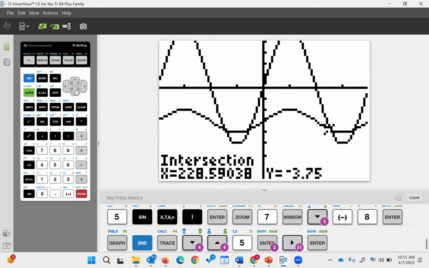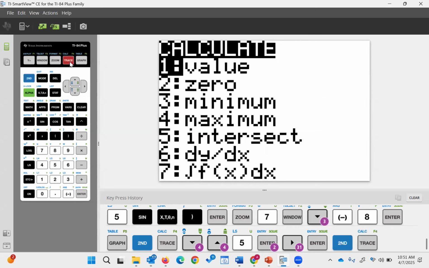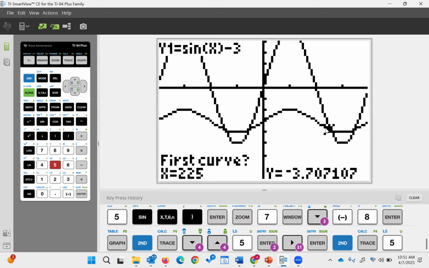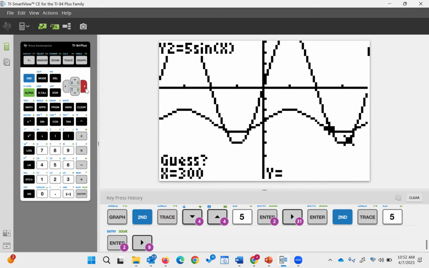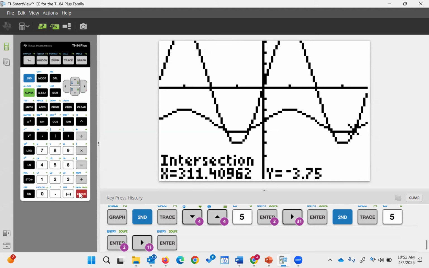Okay, and then let's do the next one real quick here. So second, calc, number 5, which is intersect, and that's kind of cool. You notice it's kind of where you left off. We're good? So you press first curve, yes. Second curve, yes. Yes, now we use our arrow keys just to go closer and closer to the next point right there. That's pretty close. Enter. How about 311.4? Is that right for number 17? Sweet. Okay, so we solved this algebraically initially, and now we're solving it graphically.